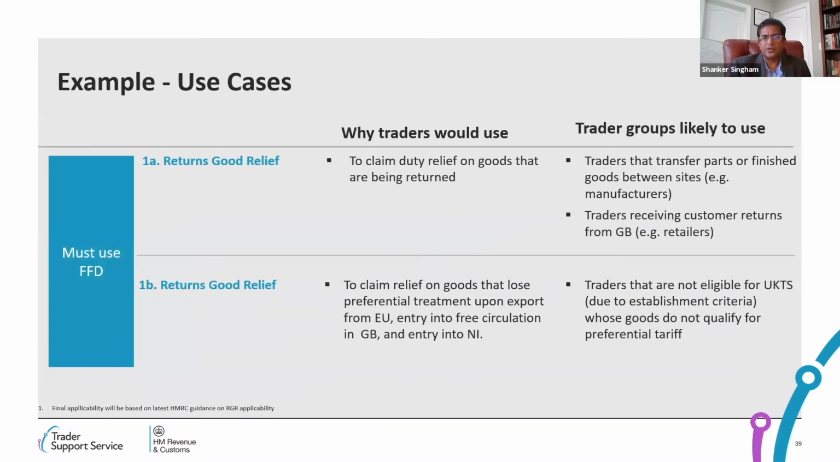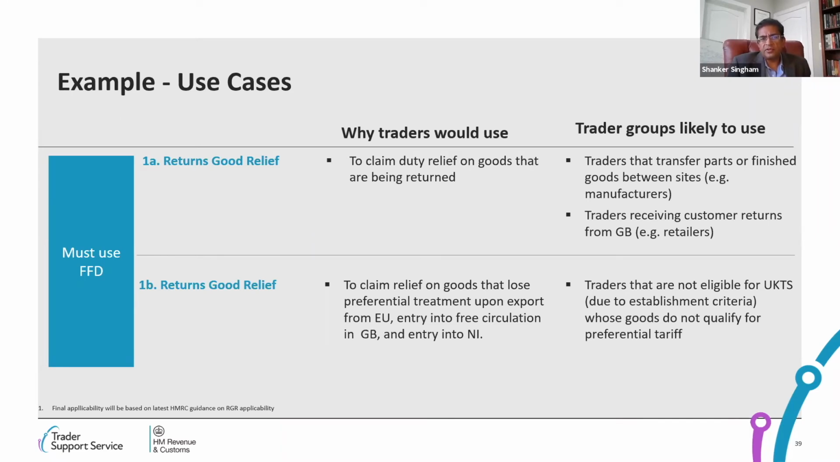And so the use cases, I mean, clearly 1A is the more standard use of return goods relief, which is goods that are being returned. So literally, as the name suggests, I'm claiming the duty relief because I'm returning goods. And traders who are likely to do this are traders that transfer parts or finished goods between sites, and traders who receive customer returns, lots of retailers, for example.